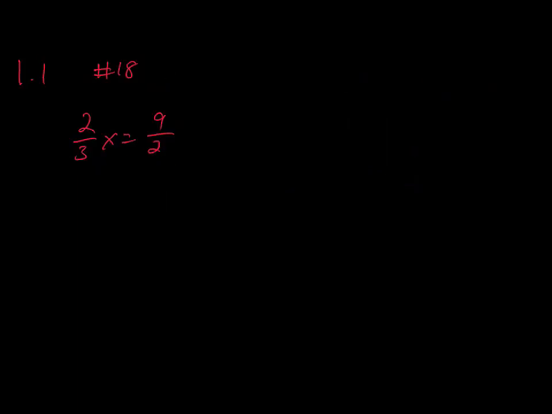Number 18, we have 2/3 x is equal to 9 over 2. Again, we always want to do inverse operations, but there's an added issue here, and the fact is that a coefficient is a fraction. So we have two things that we can do. The first one is that we can divide by 2/3. We can divide both sides of the equation by 2/3.